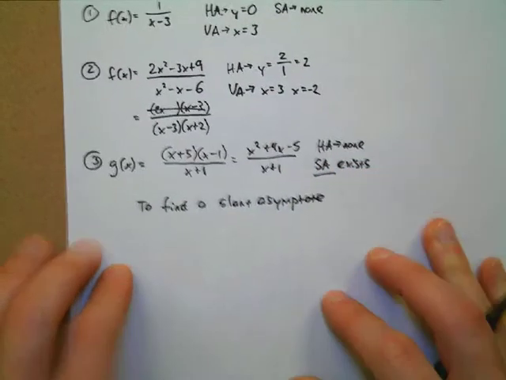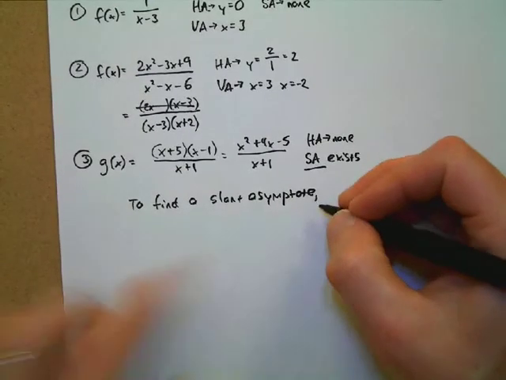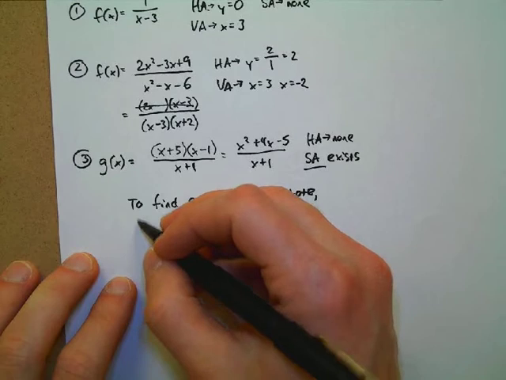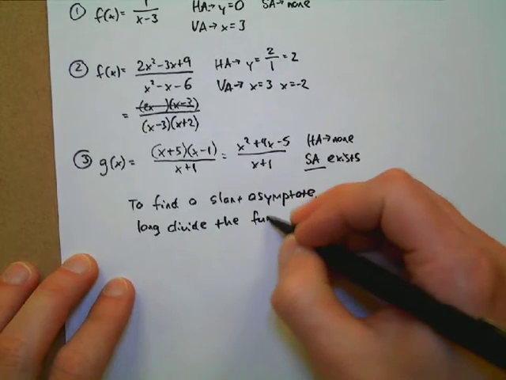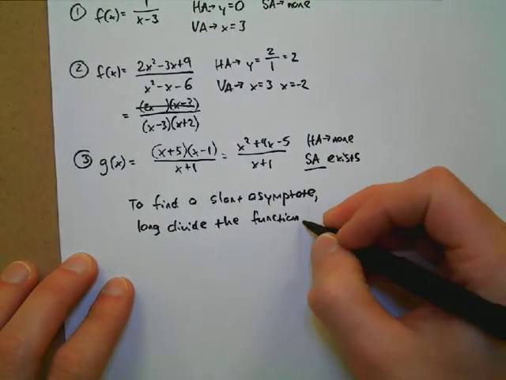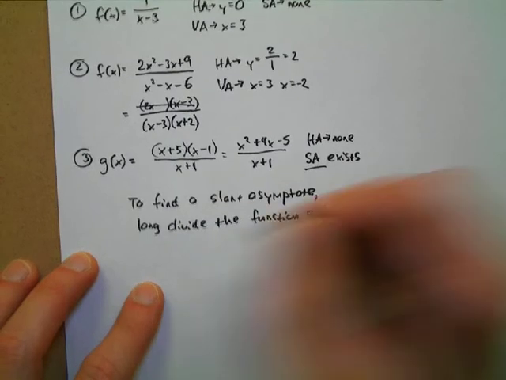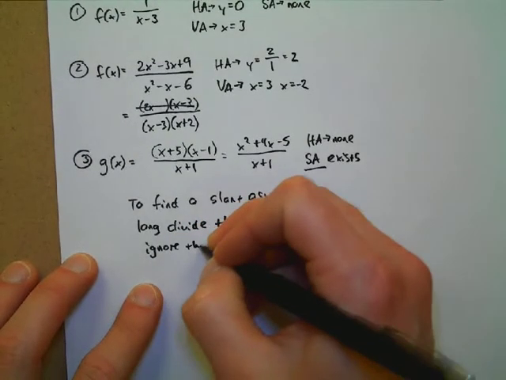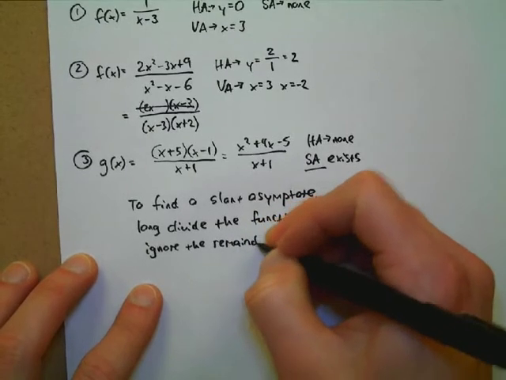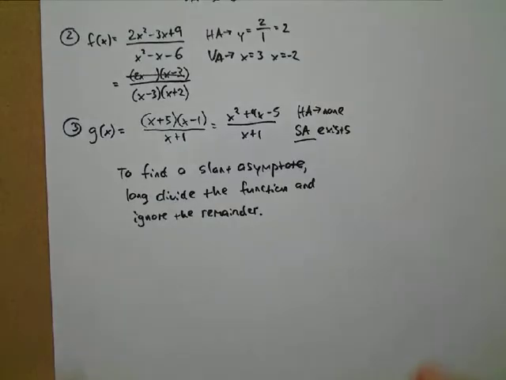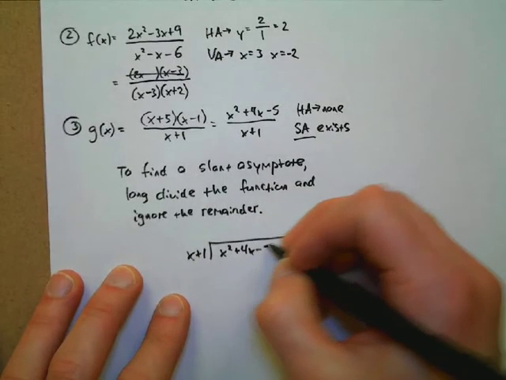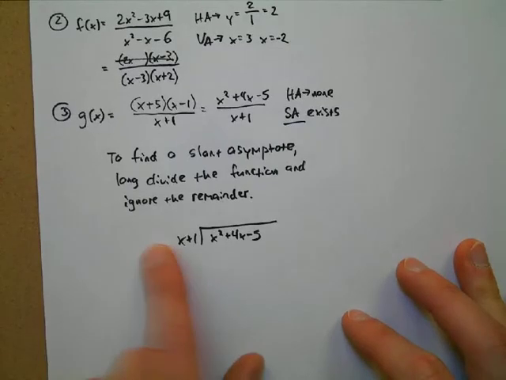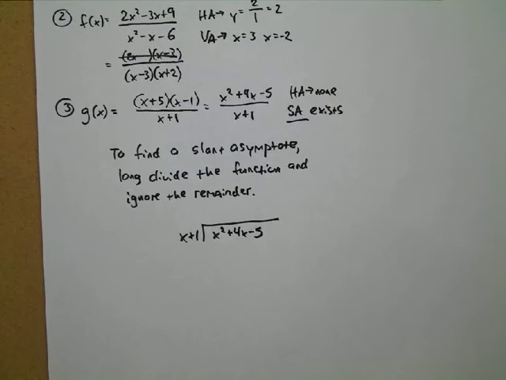To find a slant asymptote, okay, long divide the function, okay, and ignore the remainder. And that will give you the equation for your slant asymptote. So in other words here, if I take x plus 1 and divide that into x squared plus 4x minus 5, okay, if I do the division there, my answer without the remainder will be the equation for my slant asymptote.